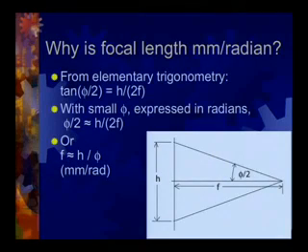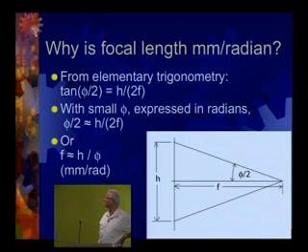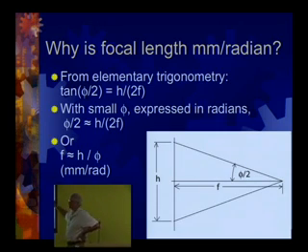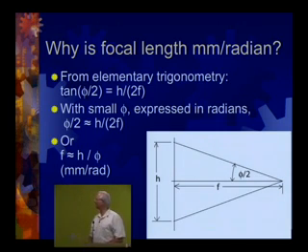if you start getting close to the center when this angle is small, then we can approximate the tangent of the angle by the angle itself. So that means that phi over 2 is h over 2f, or if you work it out, your focal length is approximately equal to the height divided by the angle as the height approaches 0. So that yields directly the fact that the focal length is so many millimeters per radian.